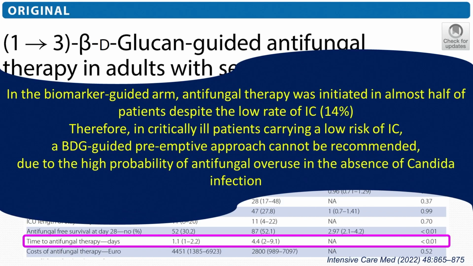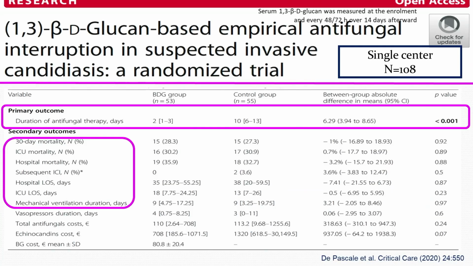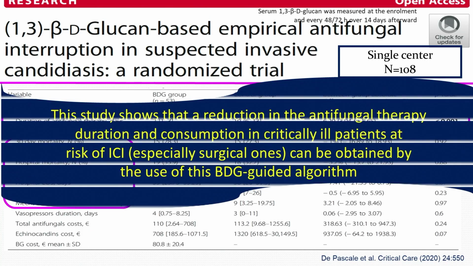Why? Because a false positive BDG leads to excessive use of antifungal in the ICU, more resistance to the antifungal, more problems down the line. But you can use the BDG to de-escalate. So just as procalcitonin is used to de-escalate, a negative BDG, if you have started with an empiric antifungal, can be used to de-escalate.